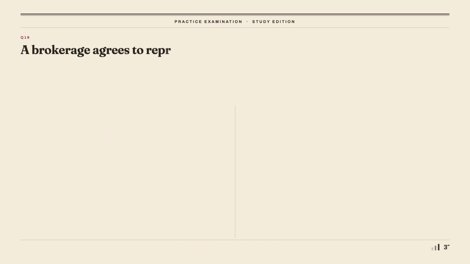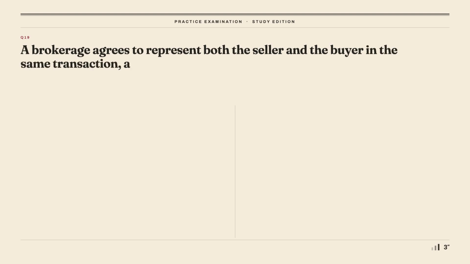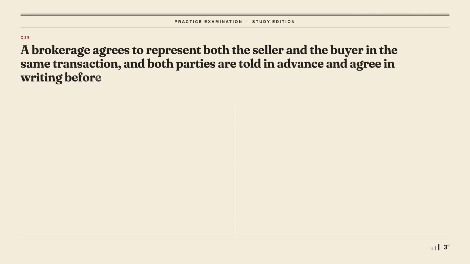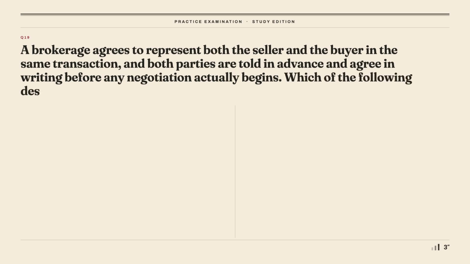Question 19. A brokerage agrees to represent both the seller and the buyer in the same transaction, and both parties are told in advance and agree in writing before any negotiation actually begins. Which of the following describes that arrangement?